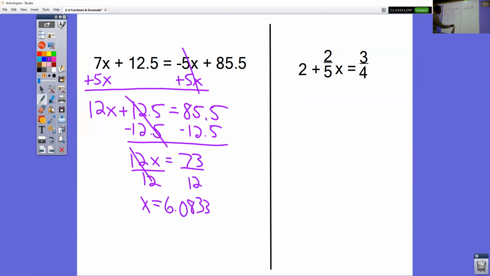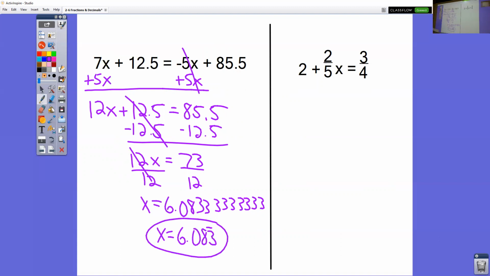6.0833333333333333333333. Now, those 3's keep on going on forever. You could write your answer like that, all right? Don't just put one of the 3's, don't put 2 of the 3's. Write down all the 3's that are on the screen. Or because this is 3 repeating, you could write 6.083 with a little bar on top of the 3, which means repeating.